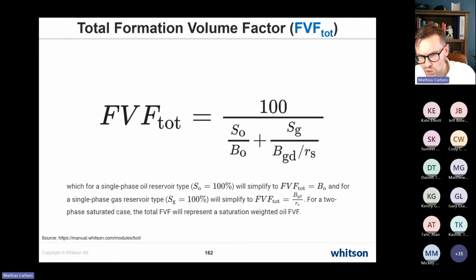And the general formulas, this is just straight out of Curtis's book, and it's also how it's calculated in the software. The total formation volume factor is just a saturation weighted formation volume factor. So for a single phase oil, which means we're at 100% oil saturation, that will simplify to the formation volume factor being equal to BO. And for a single phase gas, you'll deal with basically 100% gas saturation, so you will get this BGD divided by RS term. The units of that is reservoir barrels per stock tank barrels.